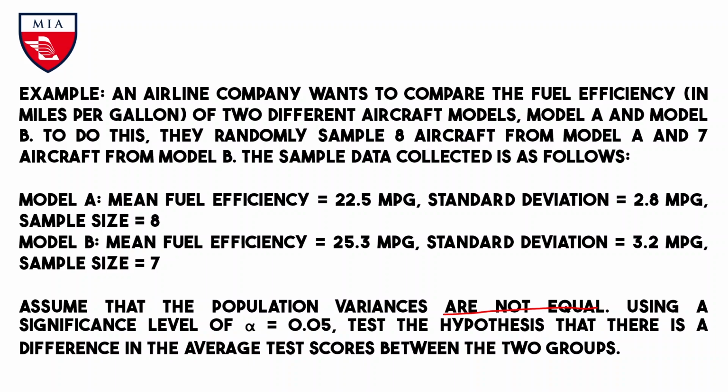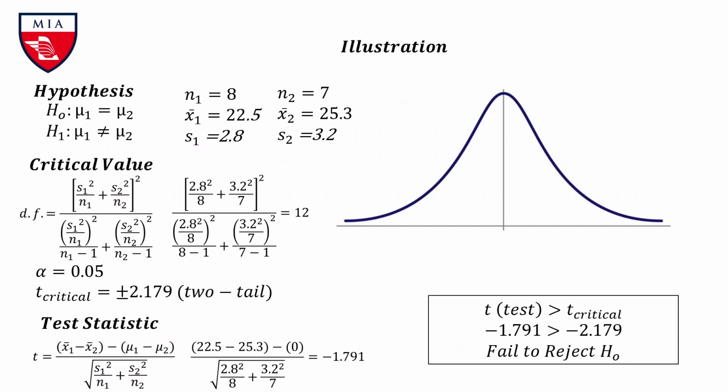The claim here has the word difference. Therefore, we are going to use the symbol not equal to. So our alternative hypothesis here is mu1 is not equal to mu2. So in this case, we are doing a two-tailed test.